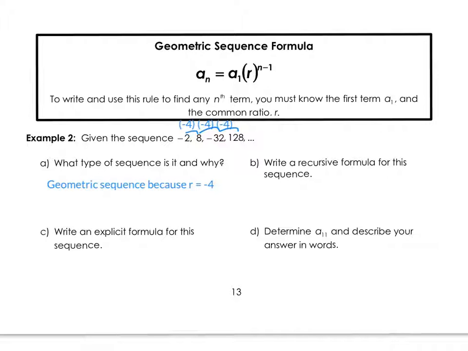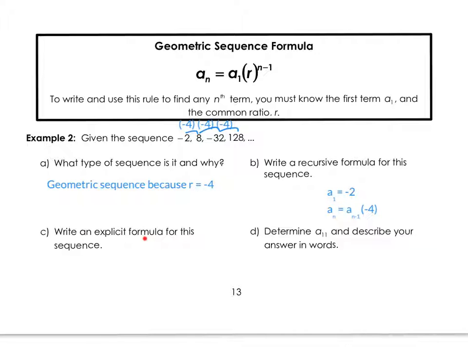So write a recursive formula for this sequence. Well, what did we do each time? Remember the recursive needs a starting term, so I can start off with a sub 1, the first term, which they gave us, is equal to -2, because that's what we started off as. And then to find a sub n, which was any given term, I can use the previous term, so a sub n minus 1, which again just means previous term, and then multiplied by -4. That'll always give me the next term.